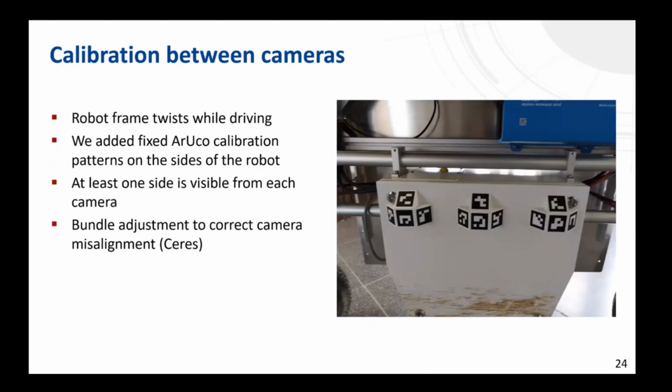With regards to camera calibration between the cameras, we added these Aruco markers and can detect them in the images, and make sure that we have the markers visible in multiple cameras, so that we can adjust the camera poses not just once, but also while we capture the data, with this bundle adjustment.